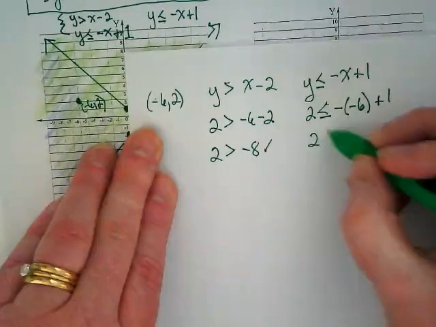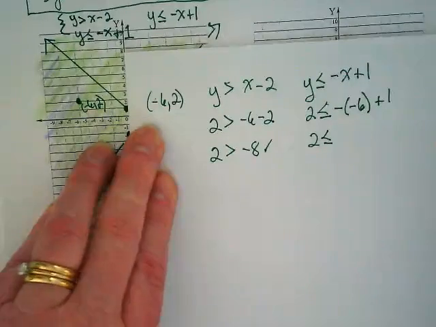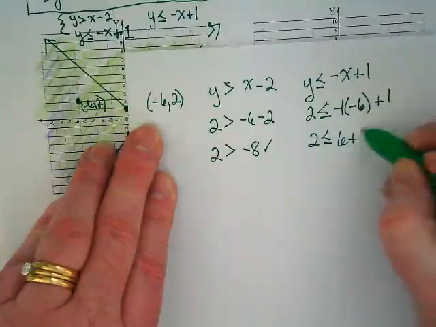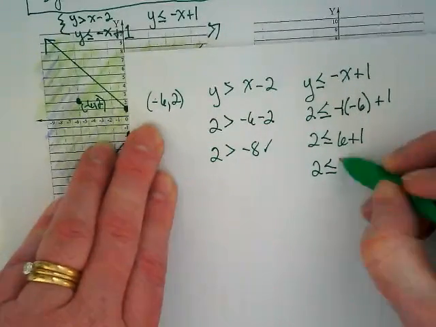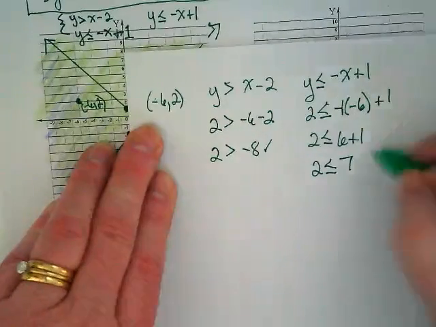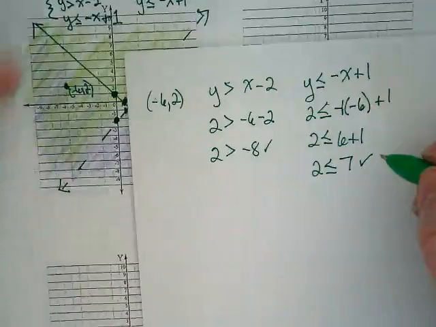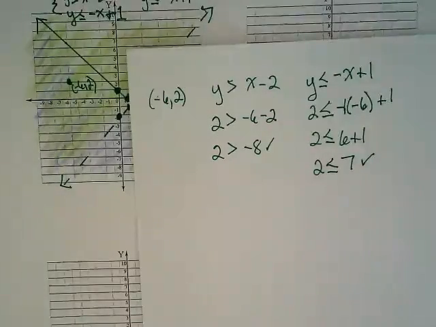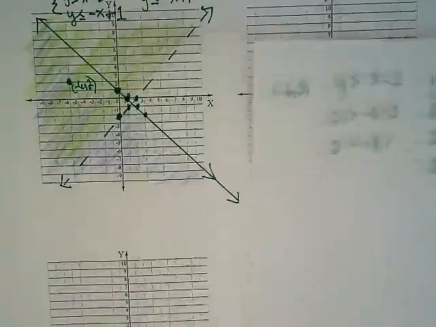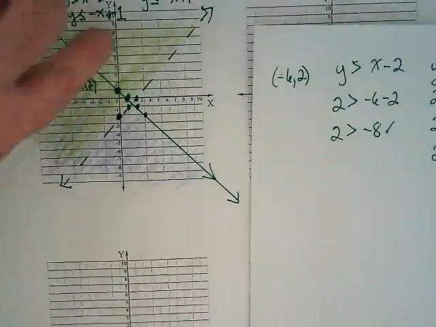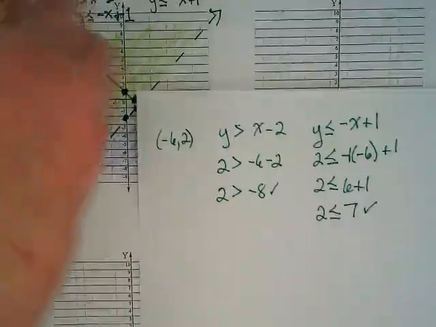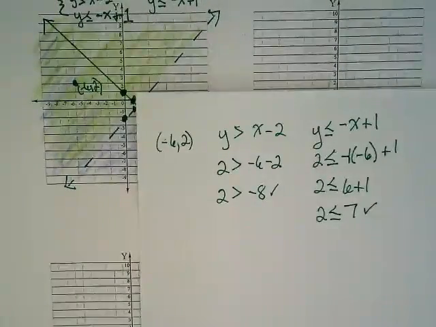And then 2 is less than or equal to negative 6 plus 1. What happens to my negative 6? Right, there's an invisible 1 here that's getting multiplied with it. So that's a positive 6 plus 1. 2 is less than or equal to 7. Is that true? So any ordered pair that is in this double shaded region, you could pull and try them out in your inequalities and show that they're true. Does that make sense? Again, anything up here in my green region would be true for this one, and anything down here would be true for this one, but only this section is true for our system, for both.